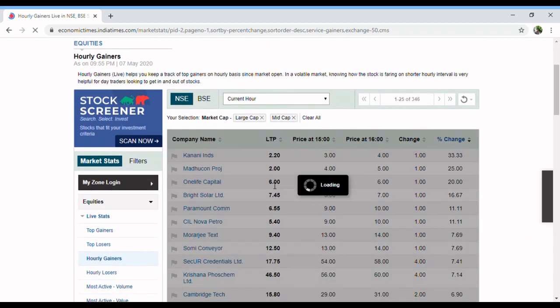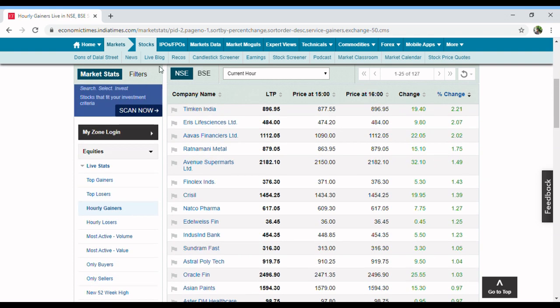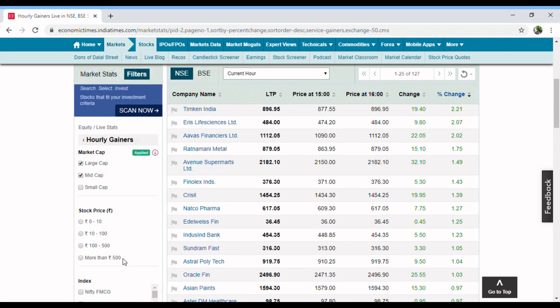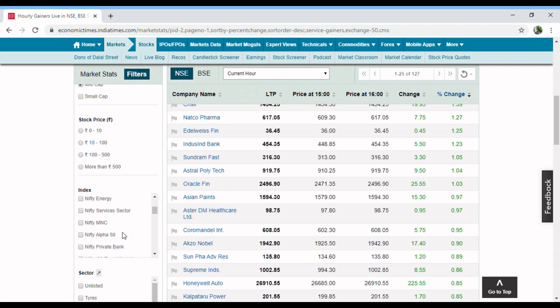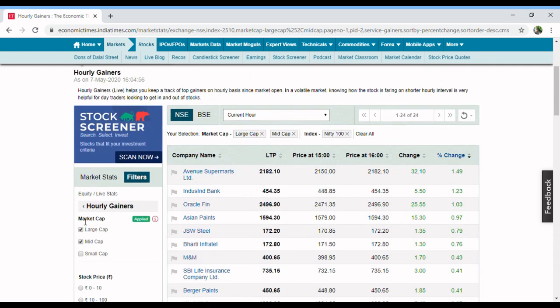This filter will show you the result of whichever stocks have been moving high for the past 1 hour. In the filter, you just choose the Nifty 100 stocks. The reason for choosing Nifty 100 stocks is that most of them have very good volume and are liquid stocks, so the price movement is based on the right volumes.